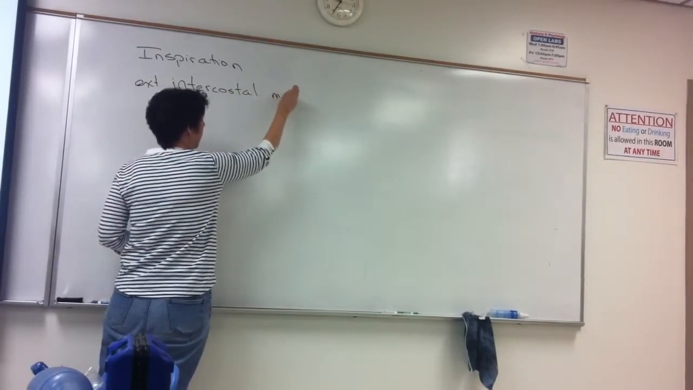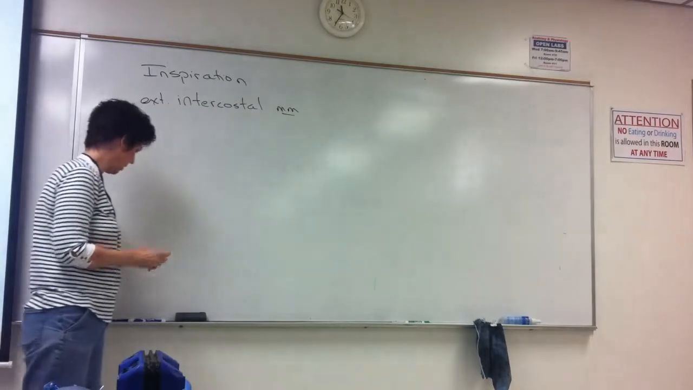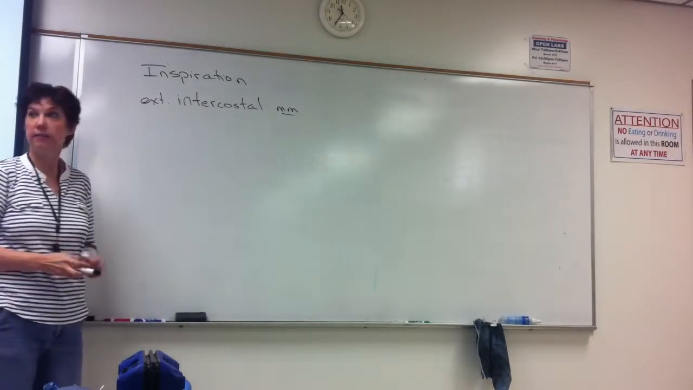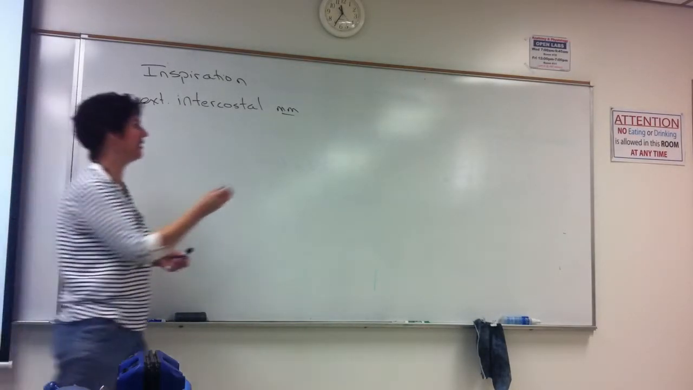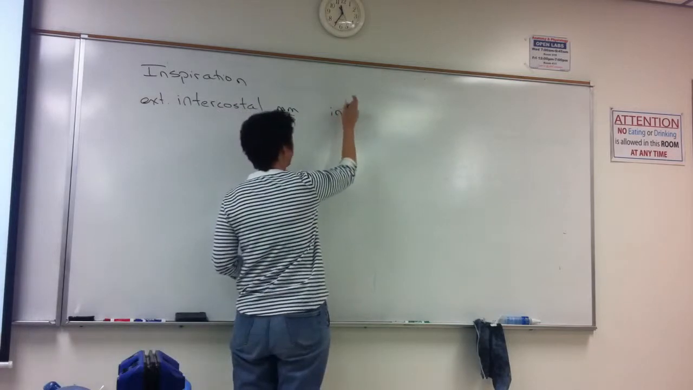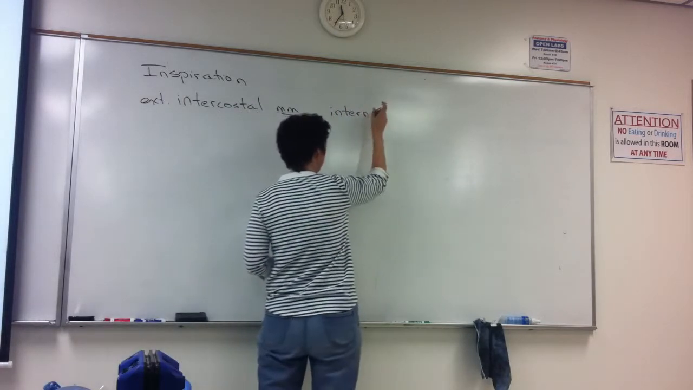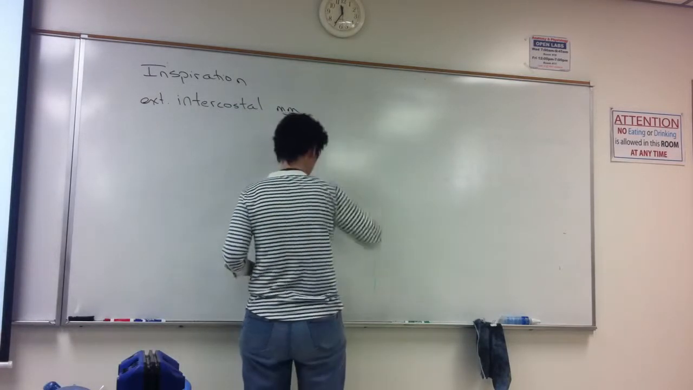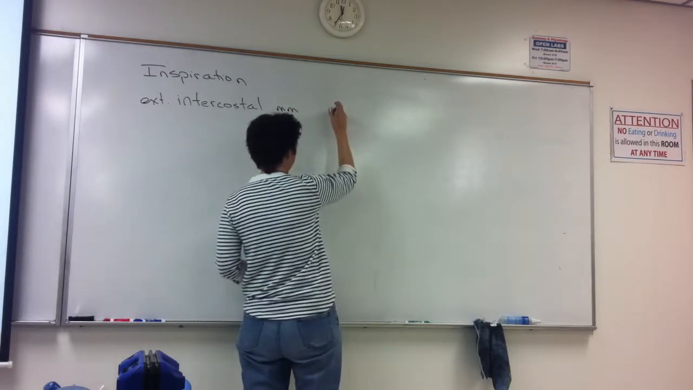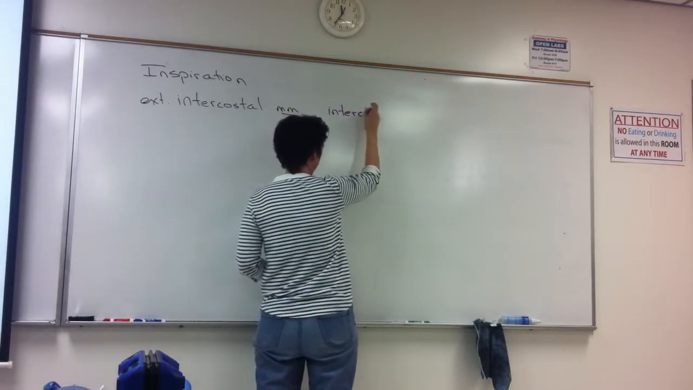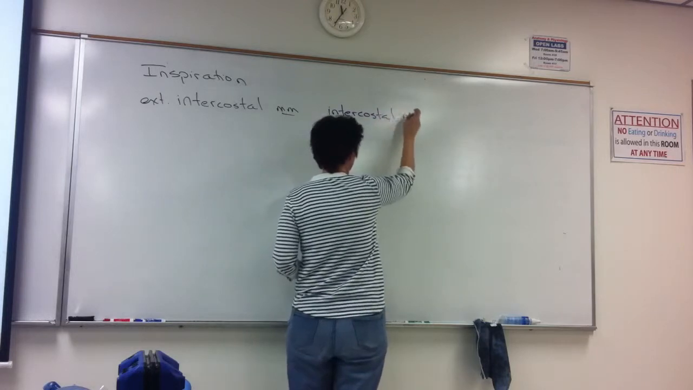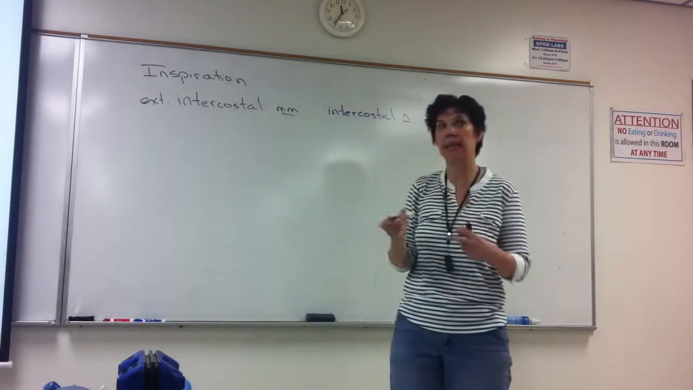So what are the nerves that innervate the external intercostals? Intercostal nerves. What level of the spinal cord would these intercostal nerves be associated with? We talk about damage to the spinal cord and not being able to breathe.